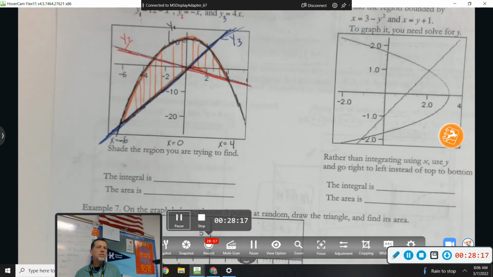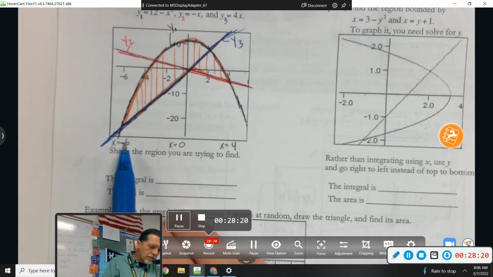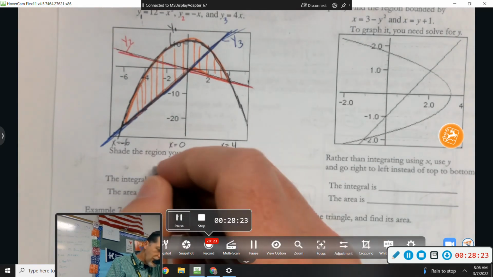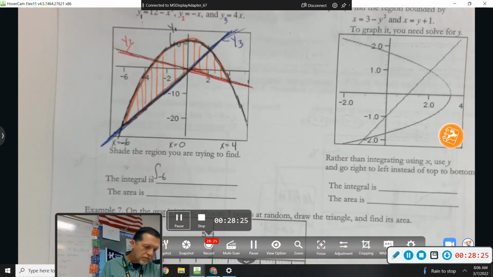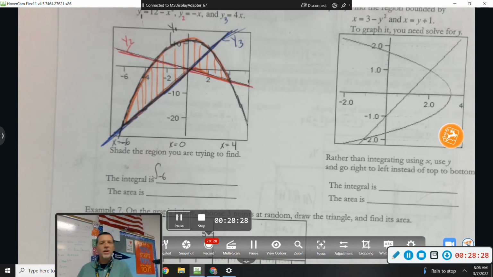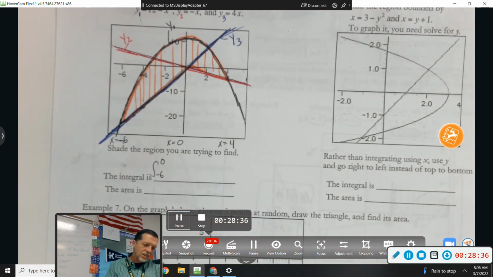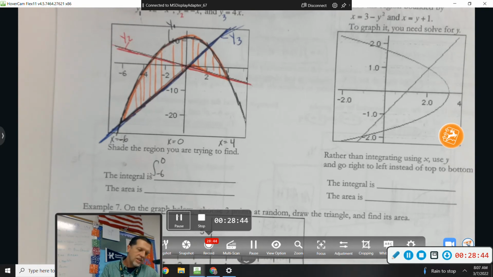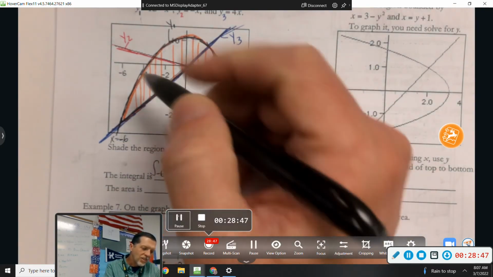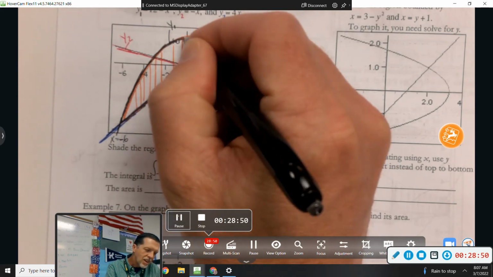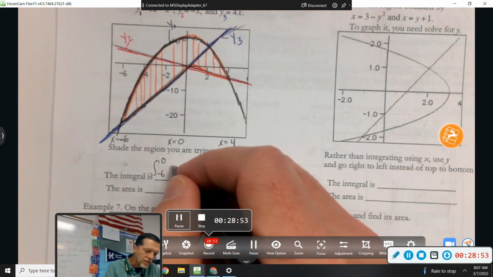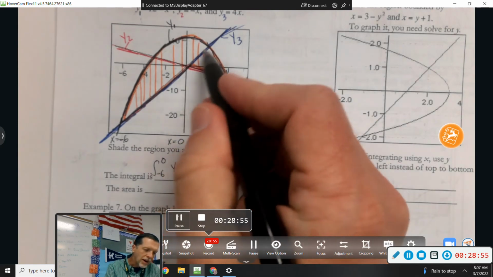So from negative 6 to something. So what's my first region going to be? It's going to take multiple regions. Negative 6 to what? To 0. And what's top minus bottom between negative 6 and 0? Which function is the upper function from negative 6 to 0? y1 is the upper bound, and the bottom one is y3.